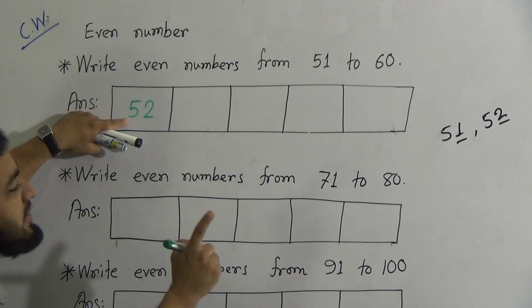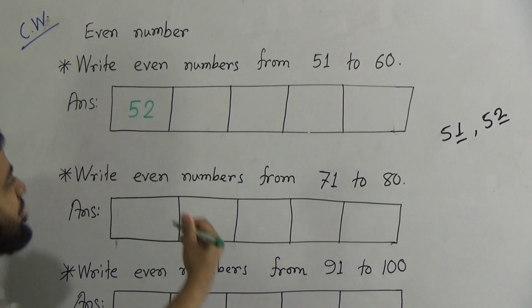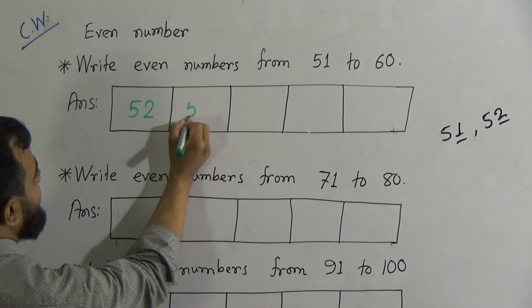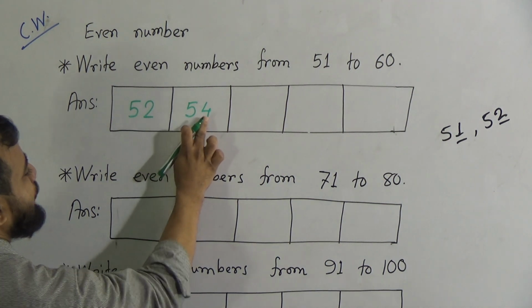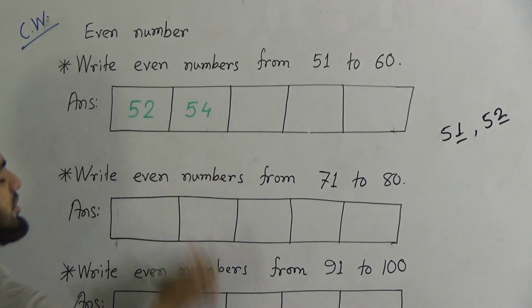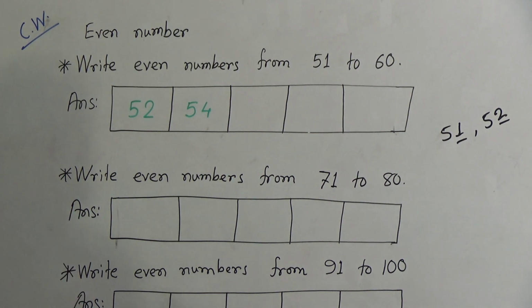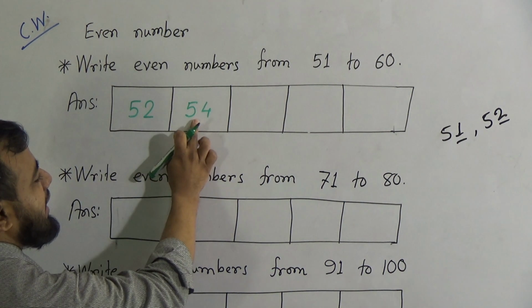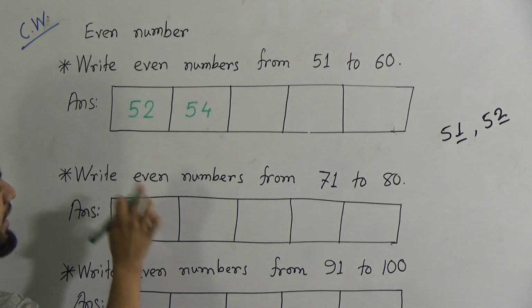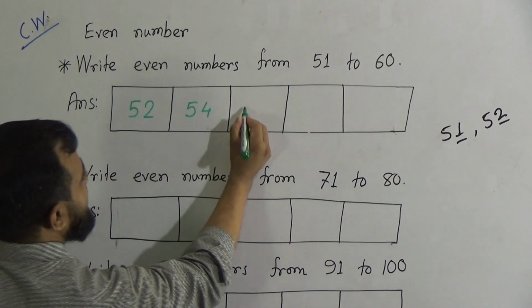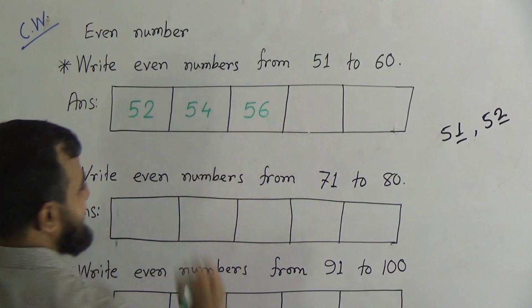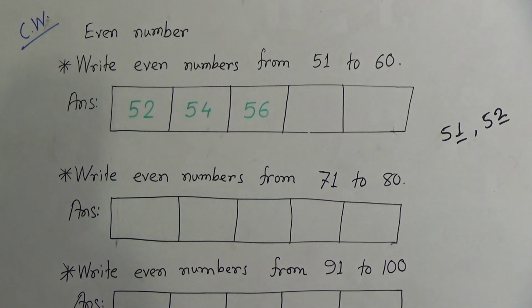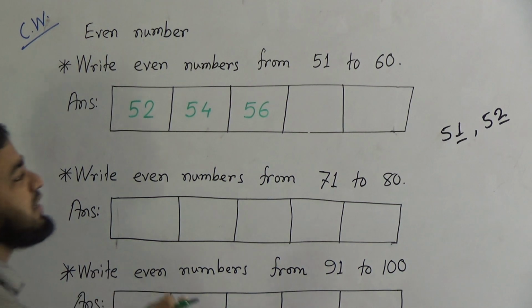So 53, the next number, is not an even number. 54 will be our next even number. Look, my dear students, 4 can make a pair, so 4 is an even number. That's why 54 is also an even number. Like this way, the next number is 55, but 55 is not an even number. Again, 56 will be our next even number, because 6 is in the ones place and 6 can make pairs. So 6 is an even number. That's why 56 is also an even number.